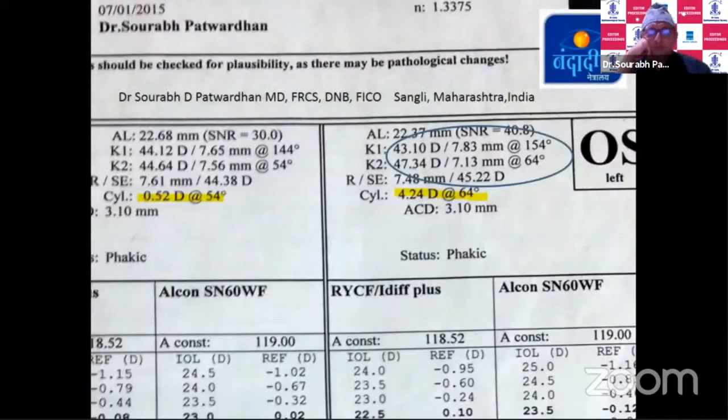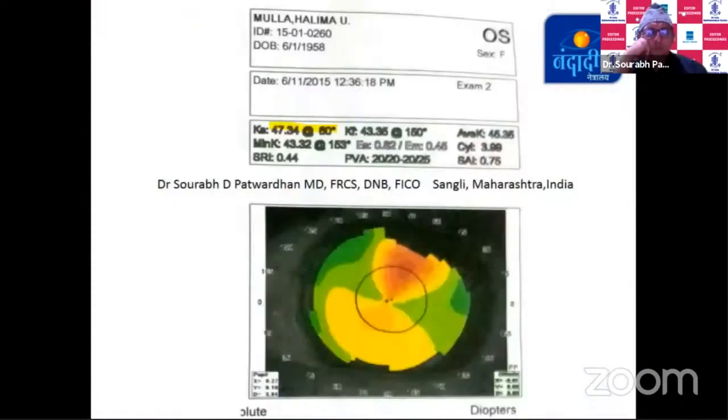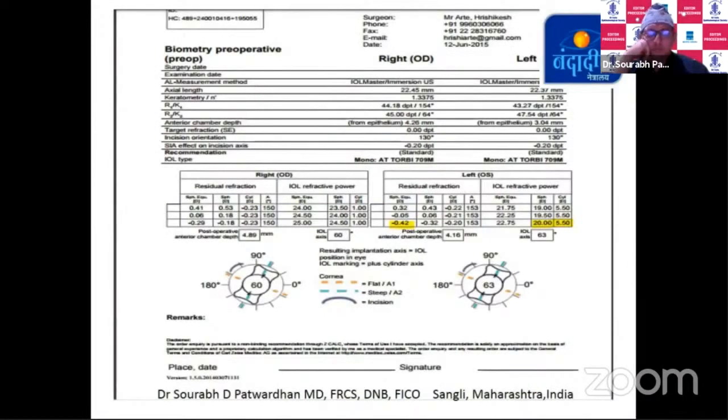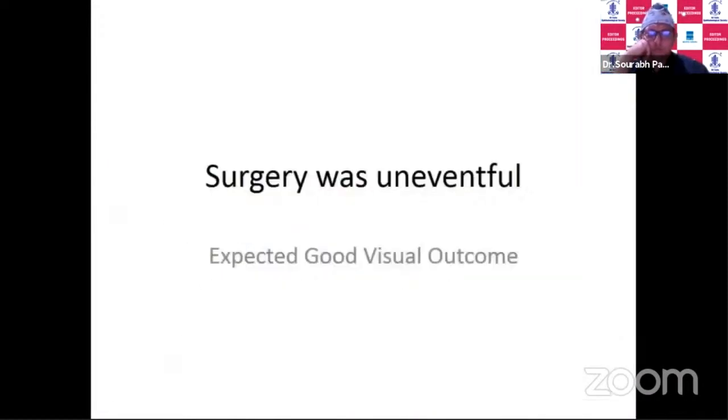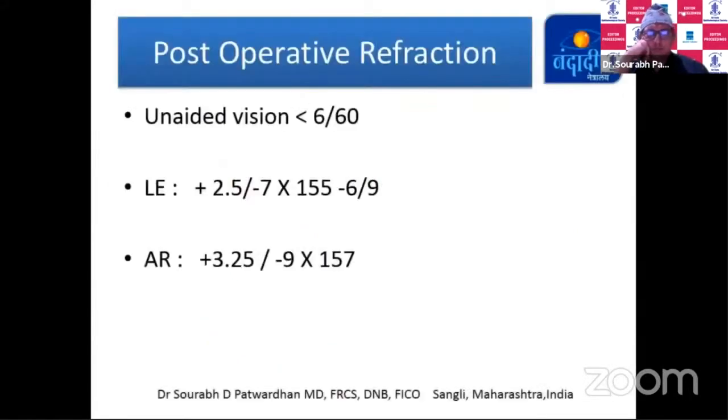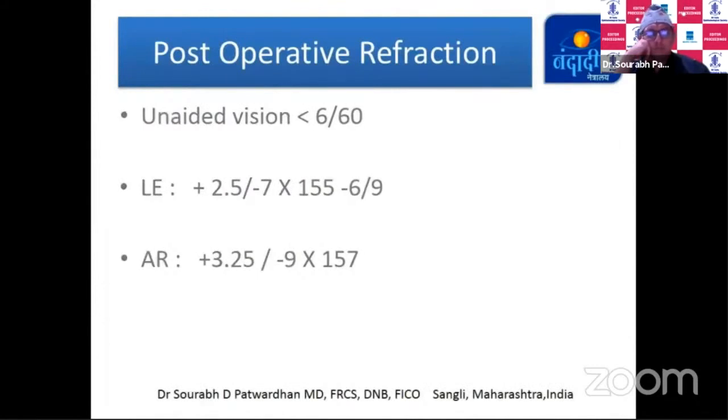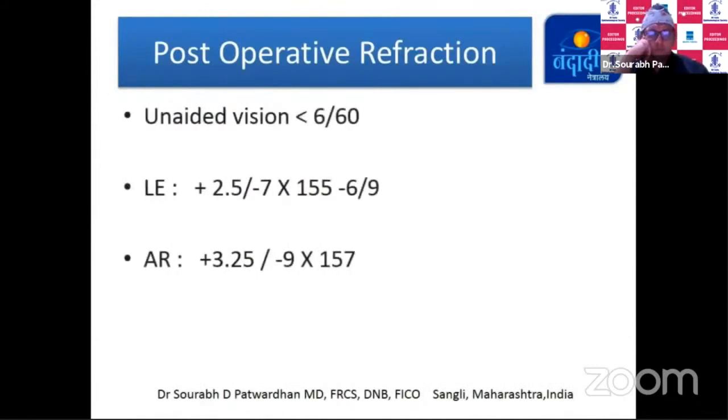So let's look at this patient which I was mentioning about. A perfect patient for toric IOL. I selected the lens properly using the online calculator. Surgery was uneventful, that's what I thought. And the post-operative refraction, see the amount of cylinder which was left, -9 diopter.